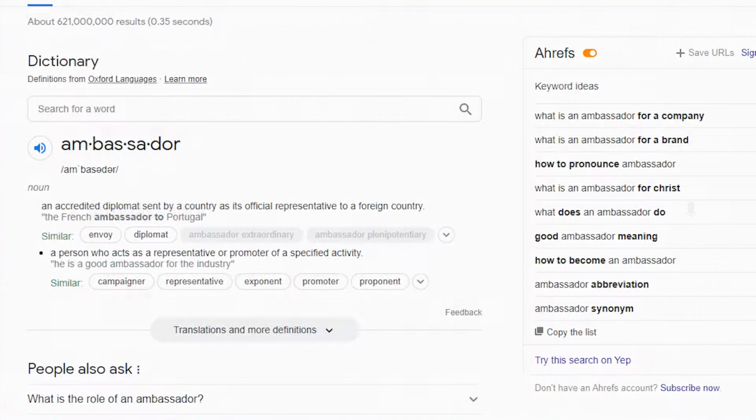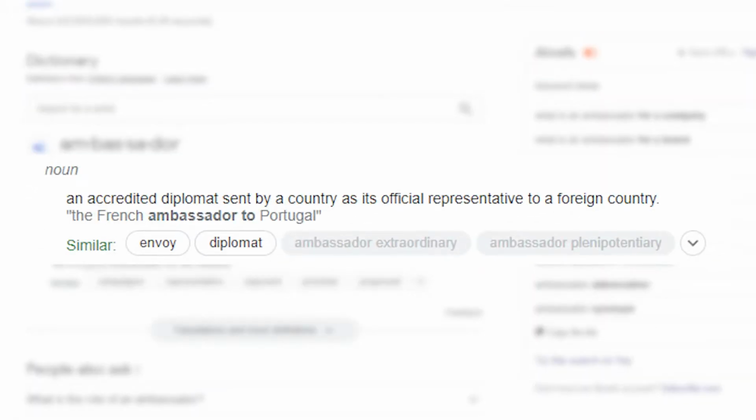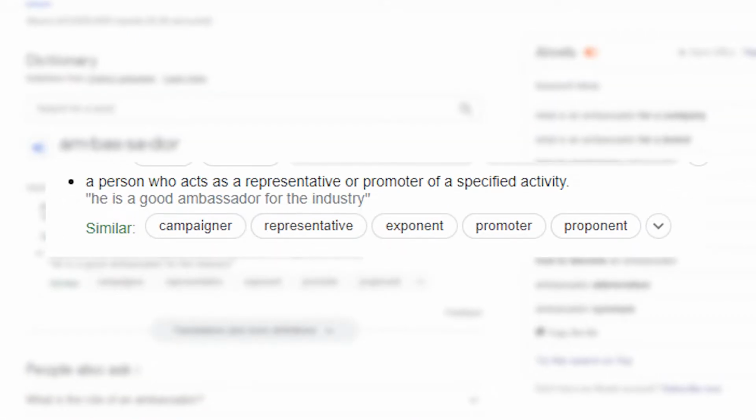Now, when you search the word ambassador, you get this example: an accredited diplomat sent by a country to another country as its official, like the French ambassador to Portugal. Now, of course, that doesn't really help, but on closer inspection, we get this: a person who acts as a representative or a promoter of a specified activity, like he's a good ambassador for the industry. Okay, so that starts to shine a light on it a little bit.